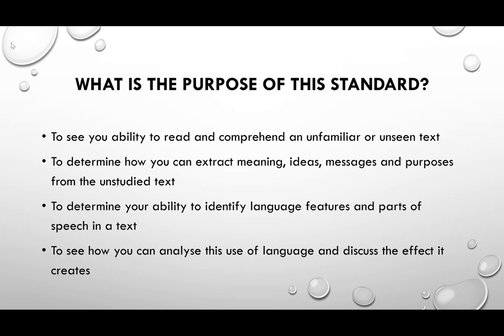And from there, that means comprehension comes down to how you can take away meaning and ideas and messages and purposes from that text. It also helps us see what your ability to identify language features and parts of speech is. They're key aspects of English study when we look at literature and we get into fine detail. So seeing that you can identify those as part of it. And then the next level of higher thinking is how you can see how that use of language helps to explore those ideas or meanings and how it creates an effect.